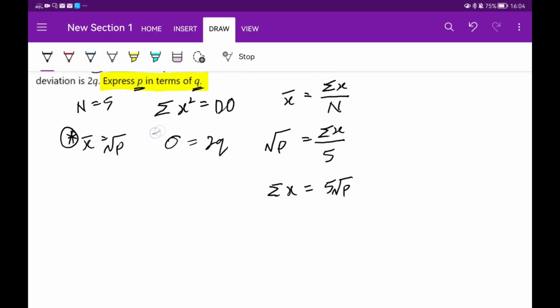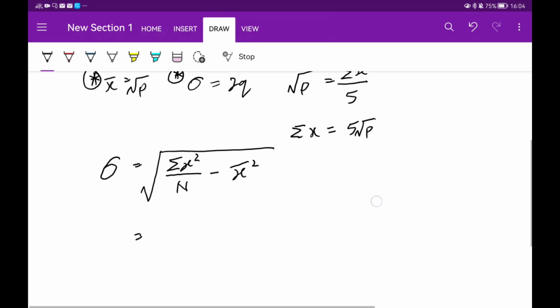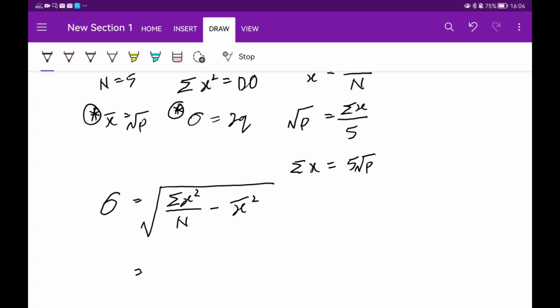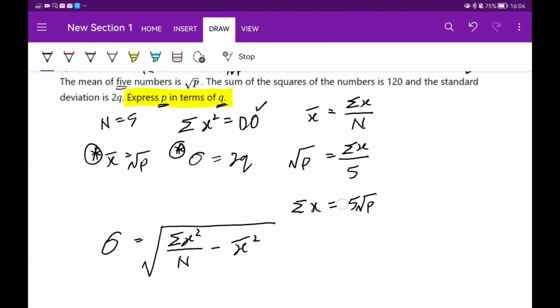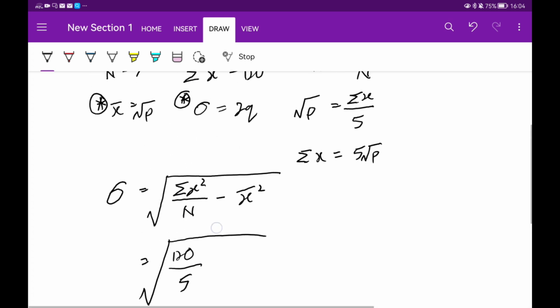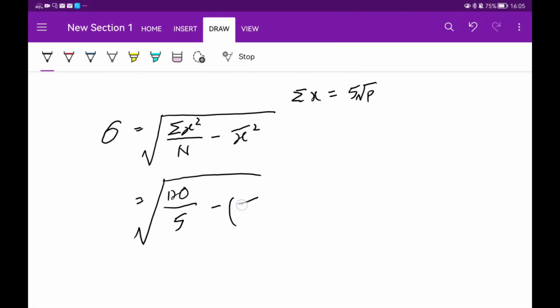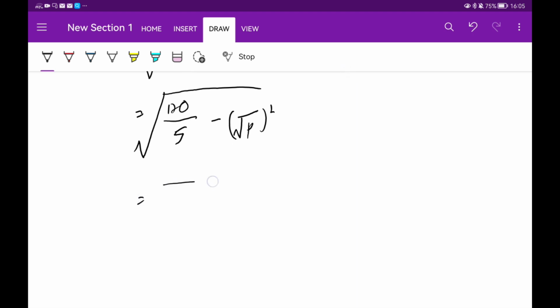So next, what we get is standard deviation, right? So we can also use standard deviation formula. It's the square root of sum of x squared divided by n minus mean squared. Alright, so sum of x squared, we did have sum of x squared is 120, right? Over here, 120. So you can write sum of x squared is 120 divided by n. N is what? N is 5, right? Yup, n is 5. So minus mean squared. Mean we get is square root p, right? Square root p squared. So we just conclude it. 120 divided by 5 is 24, so 24 minus p, right?